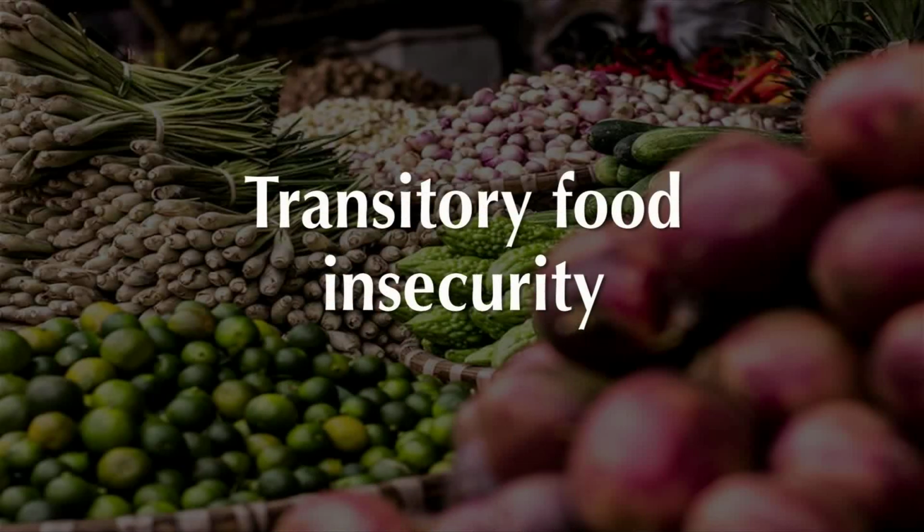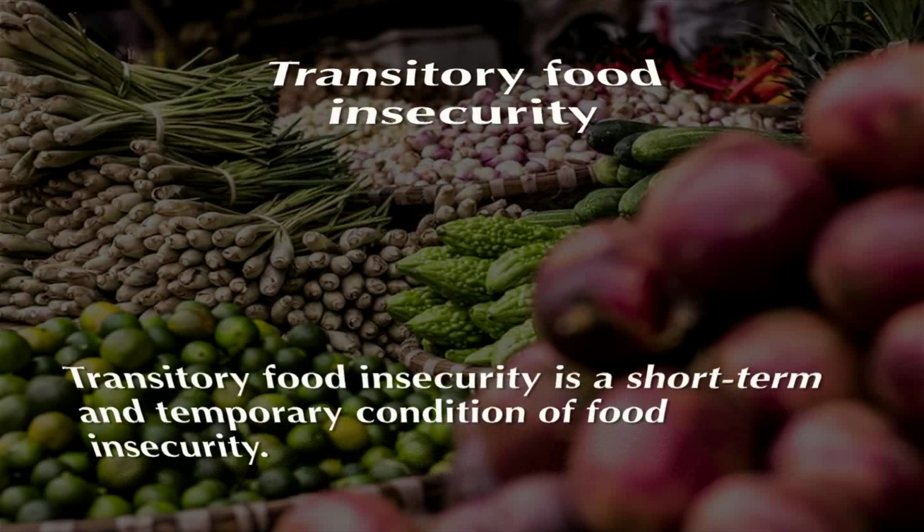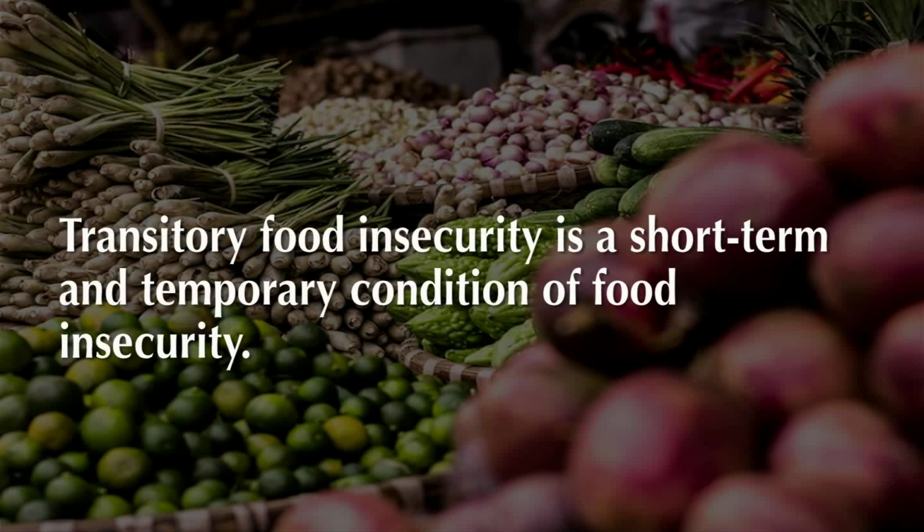So along with chronic food insecurity, another type of food insecurity is the transitory food insecurity. Transitory food insecurity is a short-term and temporary condition of food insecurity. It is basically caused by short-term shocks and fluctuation in food availability, food access, and variation in domestic production, inflationary issues, and household income.